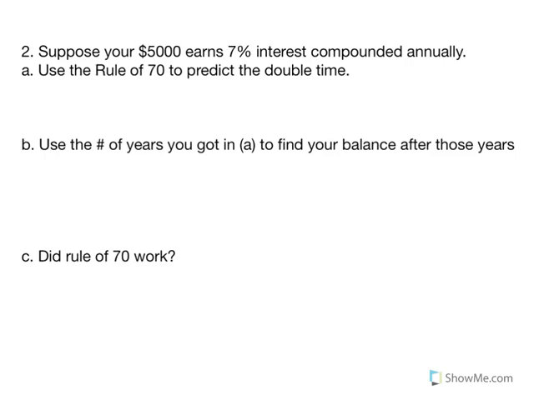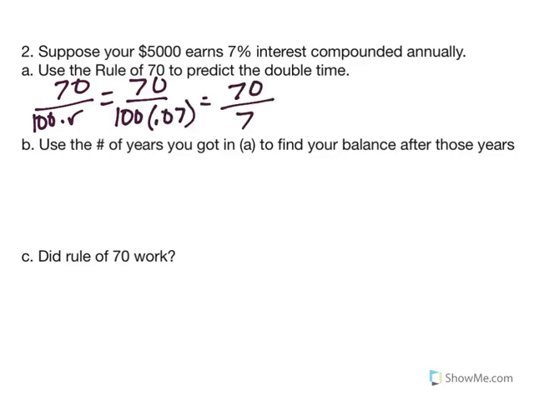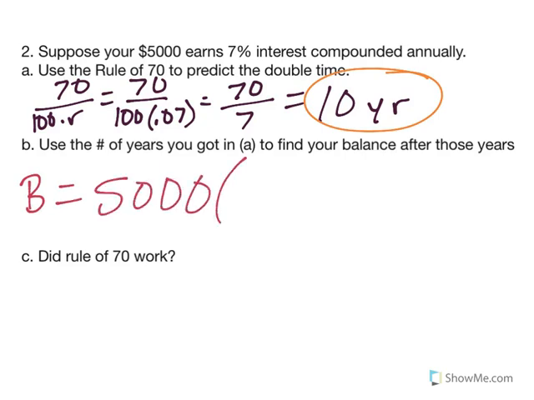Okay, and number 2, using the rule of 70. So remember, the rule of 70 gives us 70 divided by 100 times R. So I would take 70 divided by 100 times our rate of 7%, which is 0.07. So that's 70 divided by 7. And we end up with approximately 10 years as our doubling time. So if this should double in 10 years, let's go to part B and say, okay, that means 5,000 times 1 plus my rate of 0.07 after 10 years should be doubling.